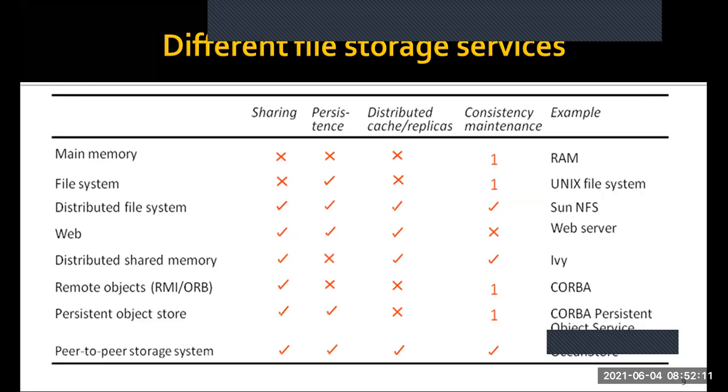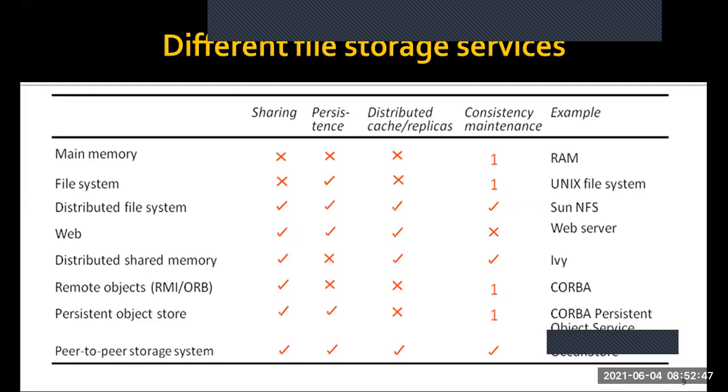That is, it has the sharing capability, it has persistence, and it also has distributed cache replicas while working in the distributed environment, and it also maintains consistency. An example of that distributed file system is the Sun Network File System. Coming to the web servers, all three features are exhibited by the web server, excluding consistency maintenance. And coming to the distributed shared memory, excluding persistence, all the other three are exhibited. An example of that distributed shared memory is IVY shared memory.